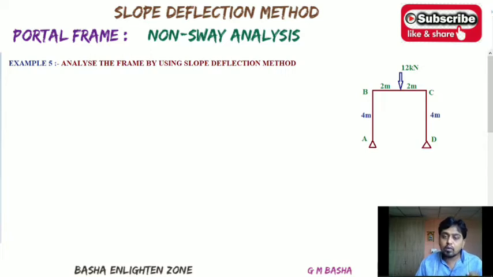In this lecture, I would like to explain another important example based on the topic slope deflection method. Already in the last lecture, that is in example 4, I solved the problem based on the fixed end conditions. But here you see this problem which has simply supported end conditions at A and D. So before going to the problem, check whether the conditions satisfy for the sway analysis or non-sway analysis.